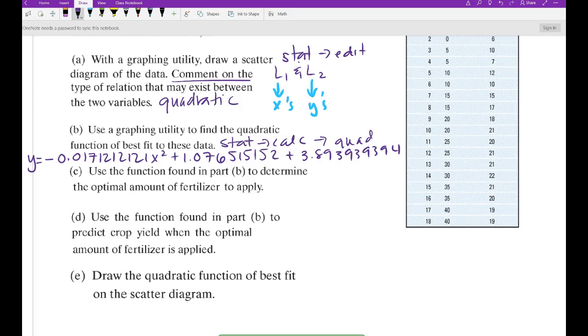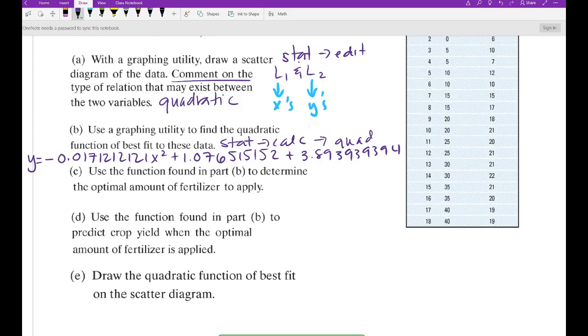Use the function found in part B to determine the optimal amount of fertilizer. All right, type it in. If you know how to import it into y equals. Ben, wasn't that the whole thing where you go to store regression equation, and then y1 or y2? Y bars, yeah. That's right. And it should line up pretty nicely with the dots that you have. And then find the maximum and answer question C for me.